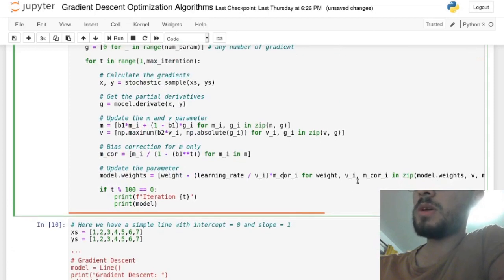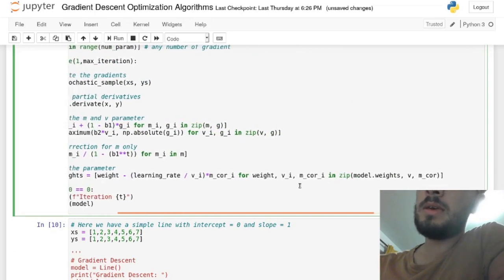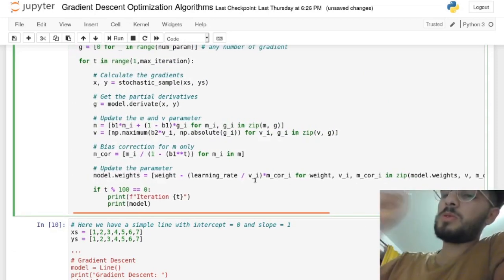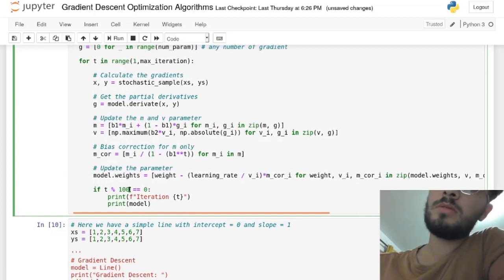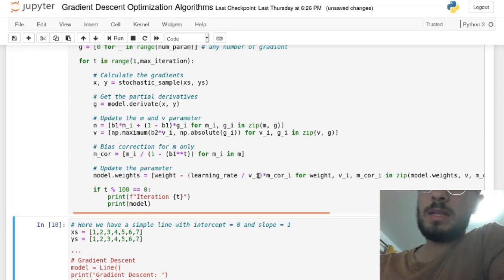Okay, so here is where we update the parameter. It's a long one because we're iterating on 3 things at the same time: the weights, the v's, and the m that are corrected, and we're doing it parameter by parameter. And this is the new weight is equal to the previous weight minus learning rate divided by v times the m that is corrected. And we have those i because we're doing weight by weight. And that's pretty much that.